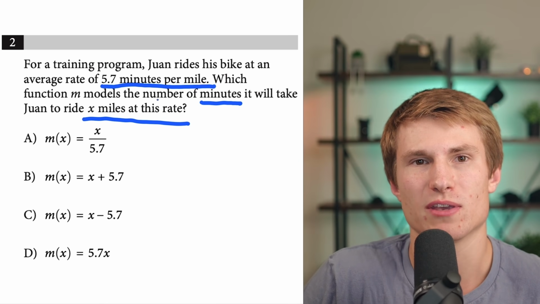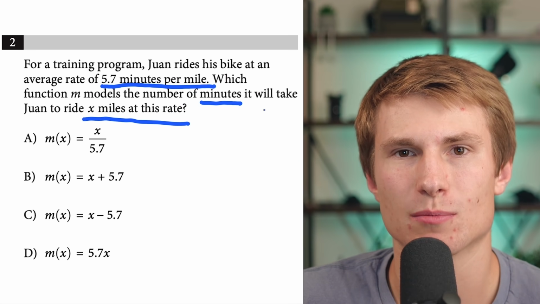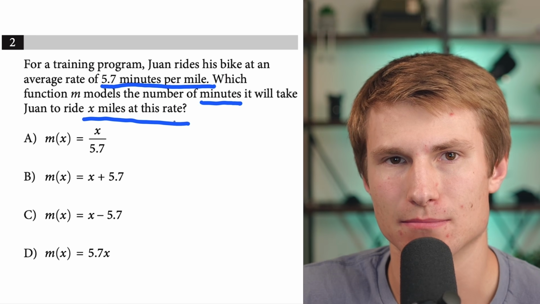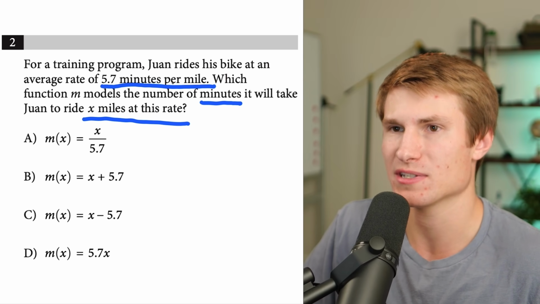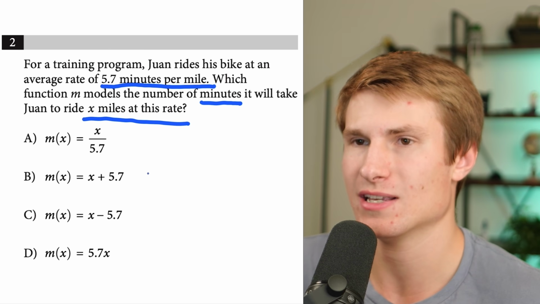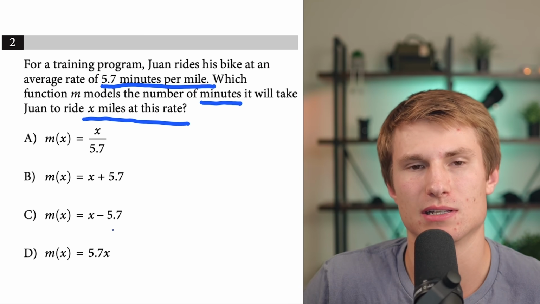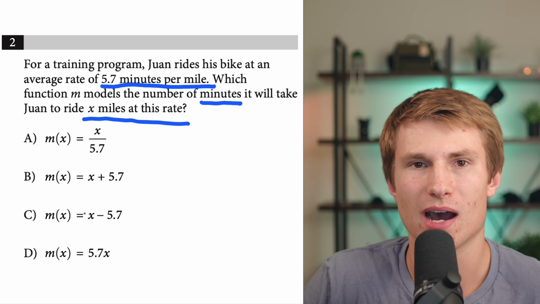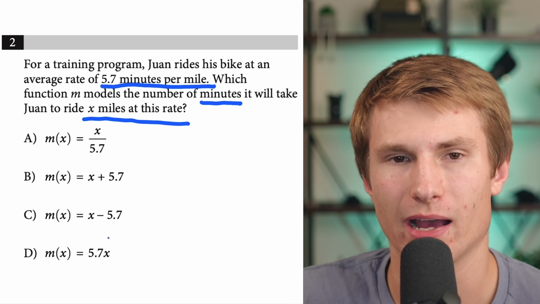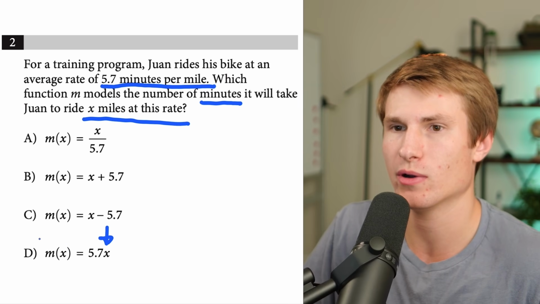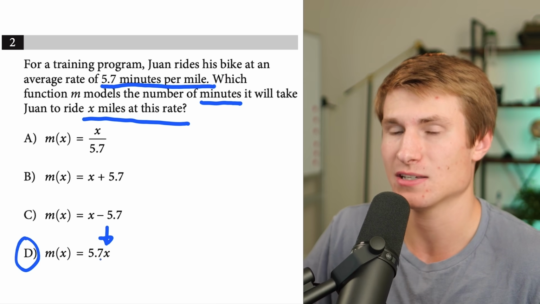In this case, we are asked for the model of the number of minutes it will take to ride X miles at this rate. Now, we have to keep in mind that the units we're given for our rate is 5.7 minutes per mile. So this is actually very easy, but you have to pay attention to the details, like I said. Now, we're modeling the amount of time it takes him to ride X amount of miles. So we're already given that ratio, and our answer is D. M of X equals 5.7X.